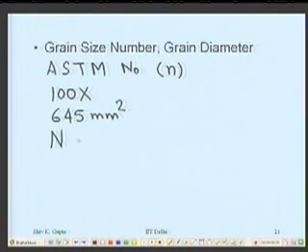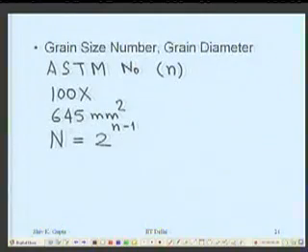We express this capital N as 2 raised to power small n minus 1, and small n is then the ASTM number. Capital N is the number of grains which were measured in the area 645 millimeter square, measured at 100 linear magnification. It would mean then the average area of a grain, because no grains are looking alike. They are space filling polyhedra basically. Some are smaller, some are bigger.